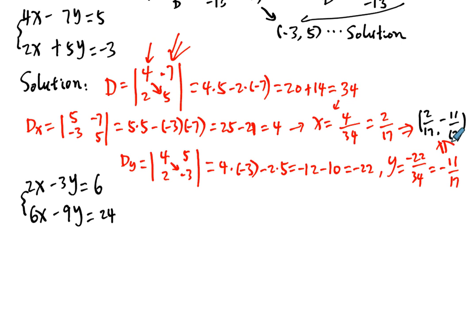You can see right here, 34 is always the denominator. If d is 0, the denominator cannot be 0. Then we cannot use Cramer's rule. This will be the last example.